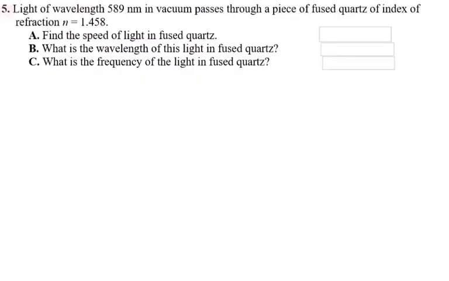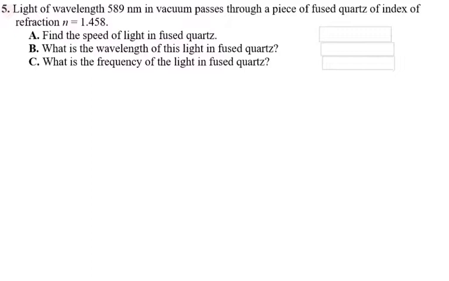In this question, they say light of wavelength 589 nanometers in vacuum passes through a piece of fused quartz of index of refraction 1.458. Find the speed of light in fused quartz, then what is the wavelength of the light in the fused quartz, and then what is the frequency of the light in the fused quartz.